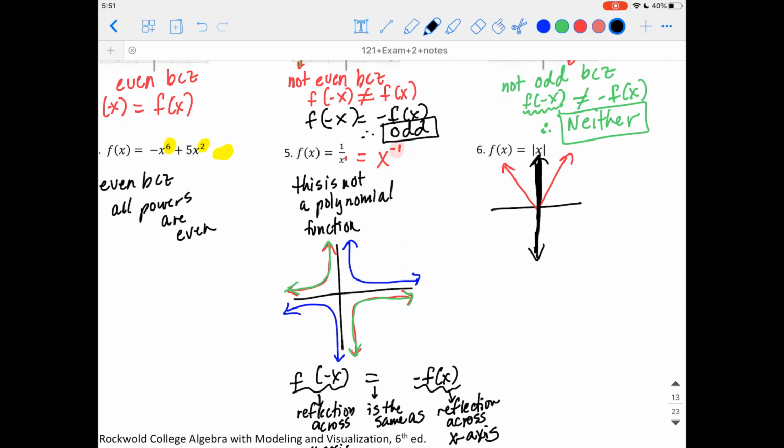So this right here is even. It's even because my reflection across the y-axis is the same as the original function. So if I were to put this in green, it's this one right here, and it ends up being superimposed.